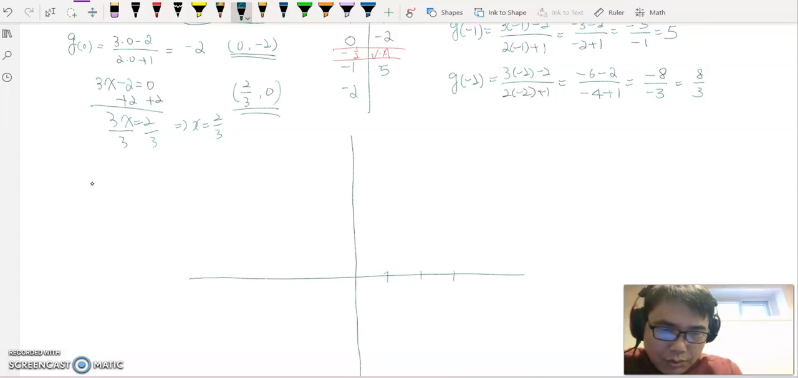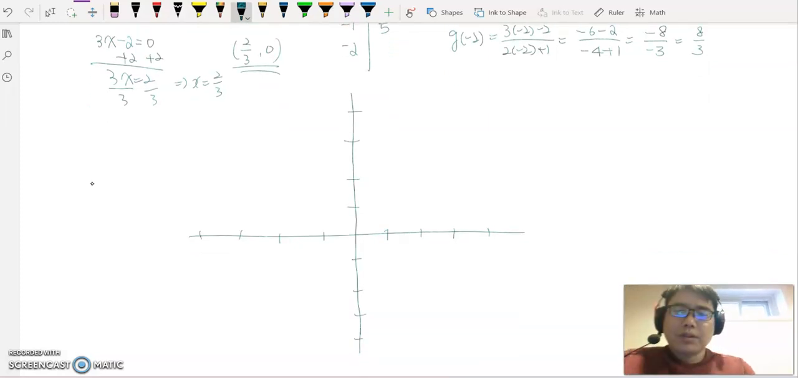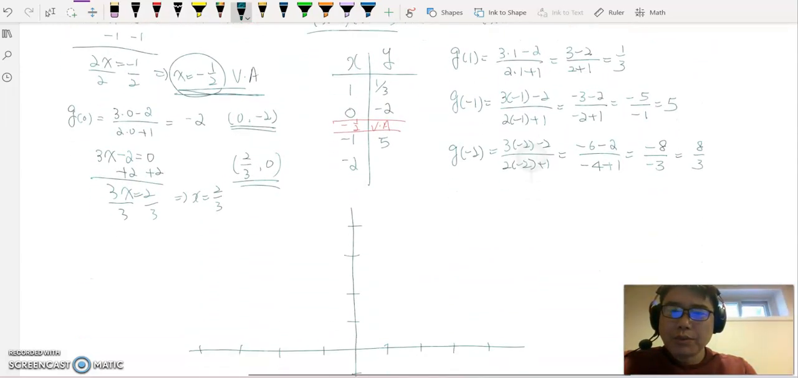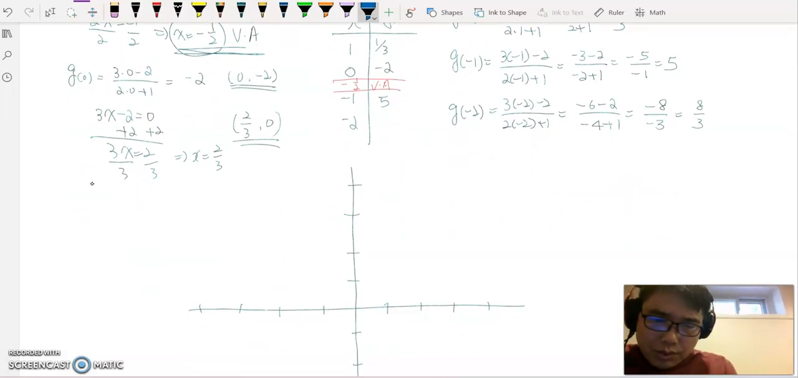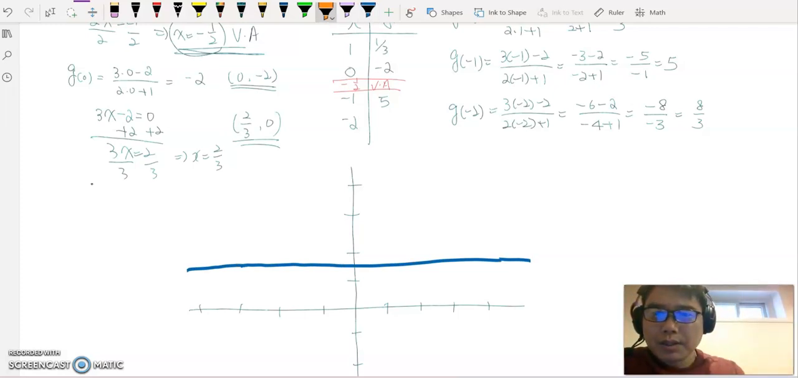So 1, 2, 3, 4. First of all, the horizontal asymptote, which is 3 over 2. Okay. So 3 over 2 is 1.5, so it's around here. Now the vertical asymptote is negative 1 over 2. So right here.